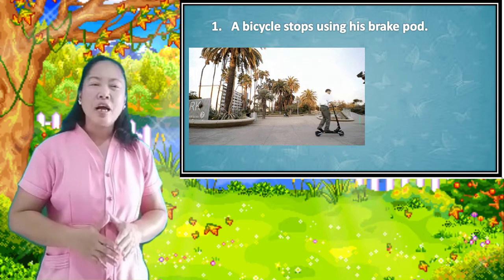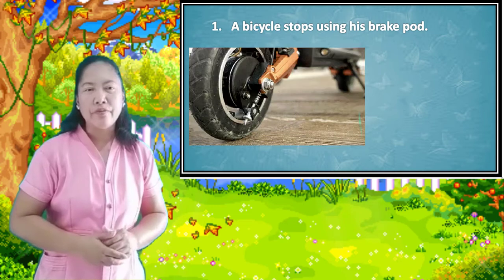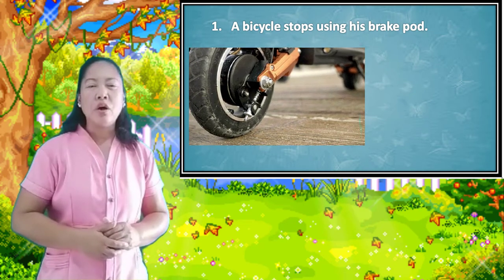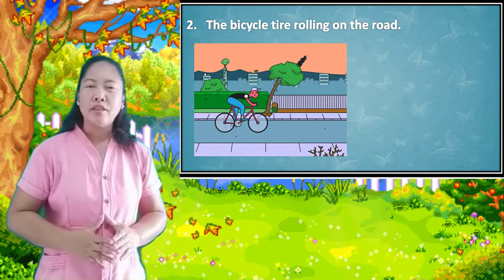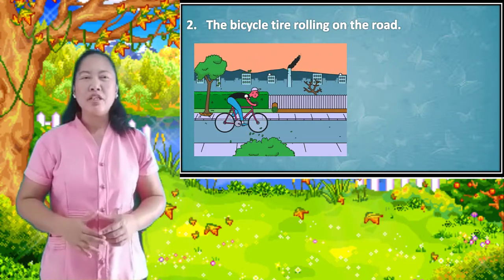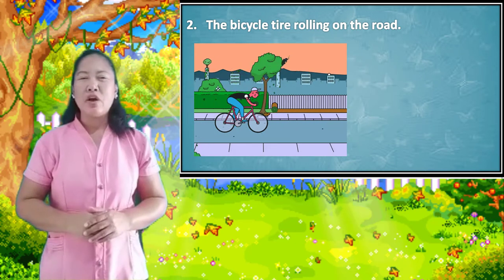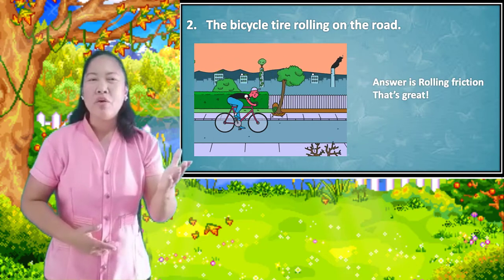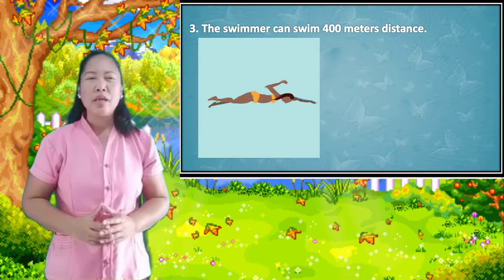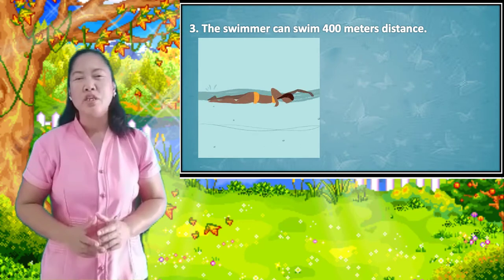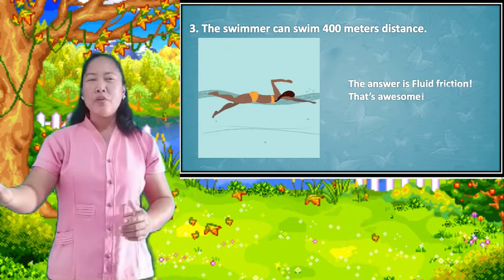A bicycle stops using its brake pad. What is your answer? Okay, the correct answer is color red. It is sliding friction. Number 2, the bicycle tire rolling on the road. What is your answer? The correct answer is color yellow, rolling friction. That's great. Number 3, the swimmer can swim for a 100-meter distance. What is your answer? The correct answer is color green, fluid friction.